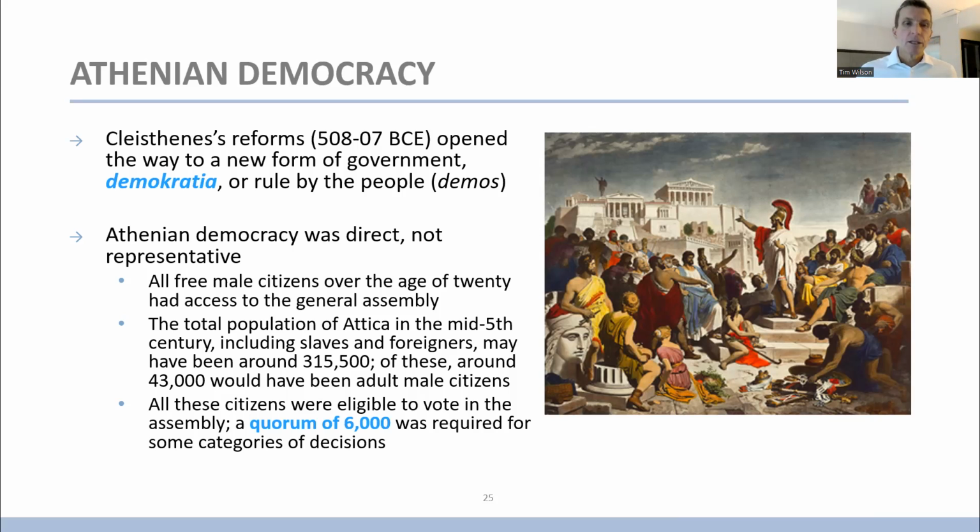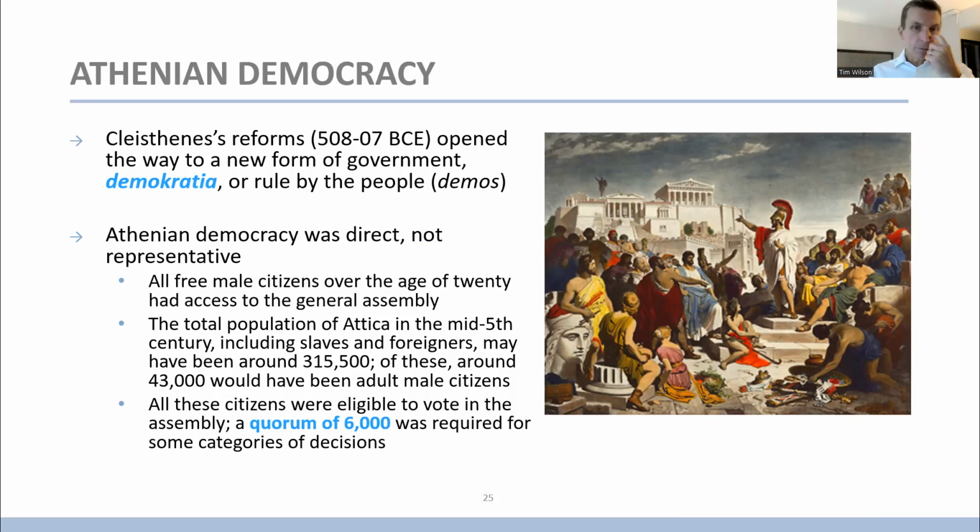So to give a sense of scale, the total population of Attica in the mid-5th century, including slaves and foreigners, may have been around 315,000. And of those, approximately 43,000 would have been male citizens.